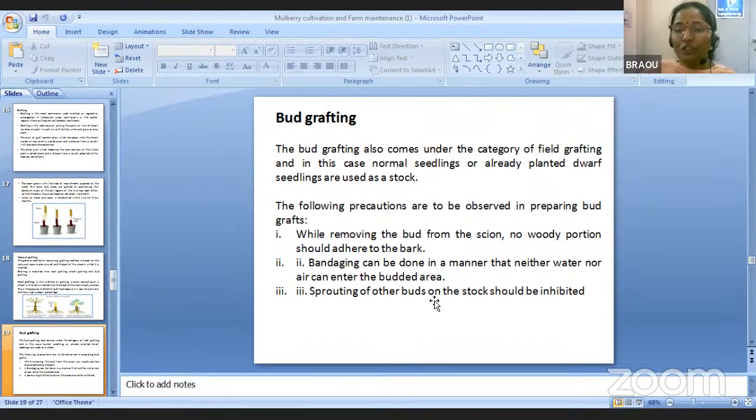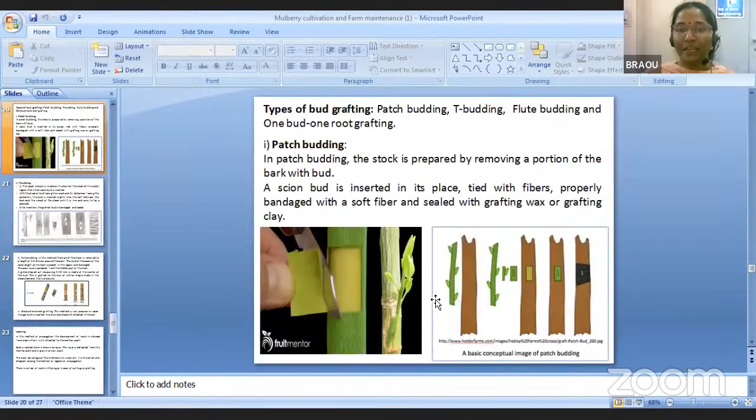Sprouting of other buds on the stalk should be inhibited. On the stalk side, the one used as the lower, root portion, if any bud is formed, you're going to remove it. You're not going to encourage the shoot part of the bud to grow. You encourage only the scion part of the bud to grow, because you want that variety to grow in that grafting. So that's bud grafting.